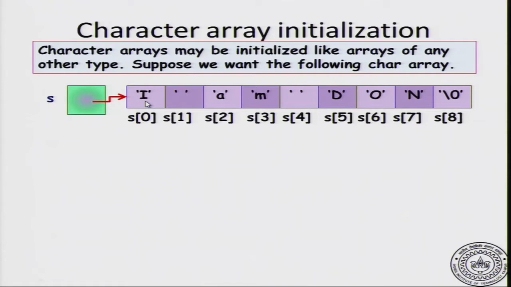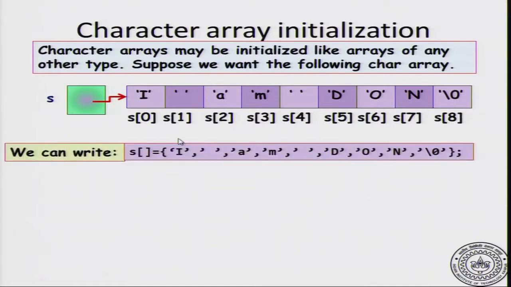following values. The first is I, the second is a space character, then A, then M, and so on, and the final character is a null character, which will be given as \0 within single quotes. Now, we can write char S equal to, with just the empty pair of square brackets without specifying a size, and then followed by the list of characters.